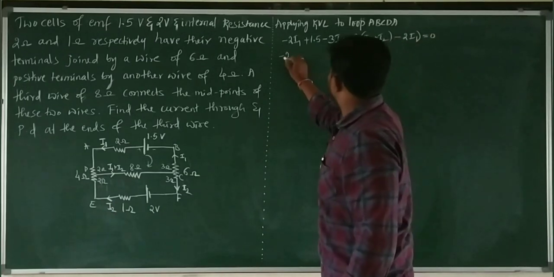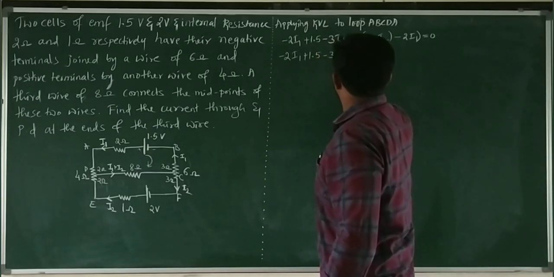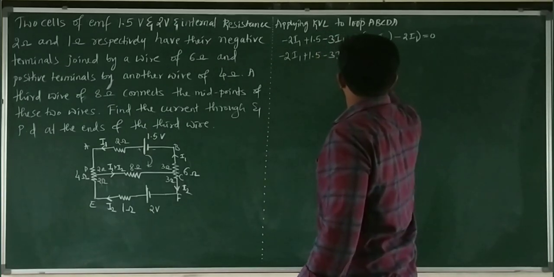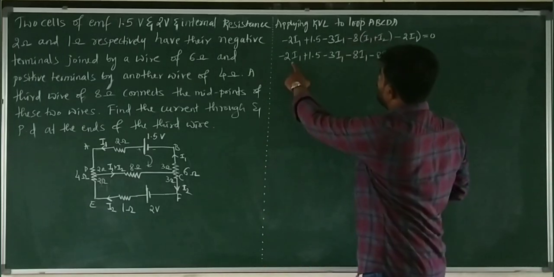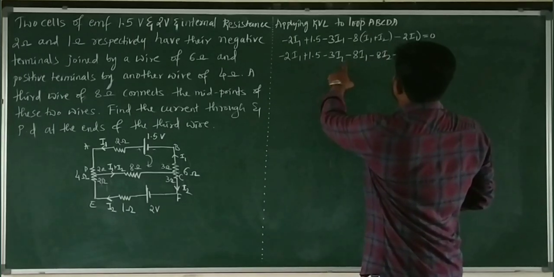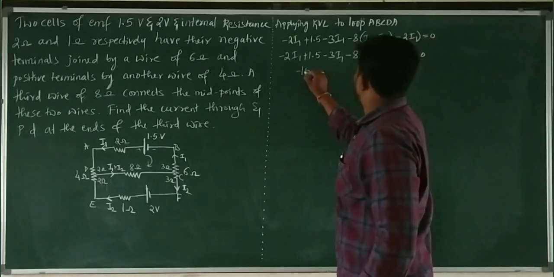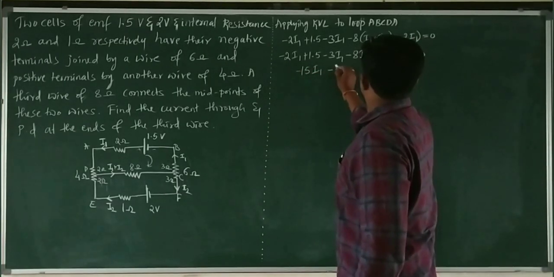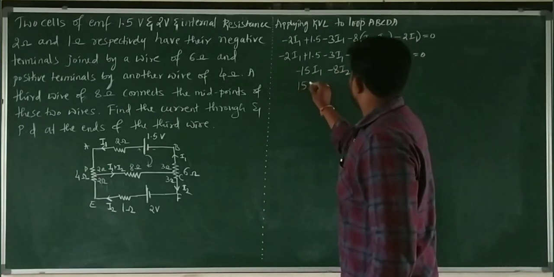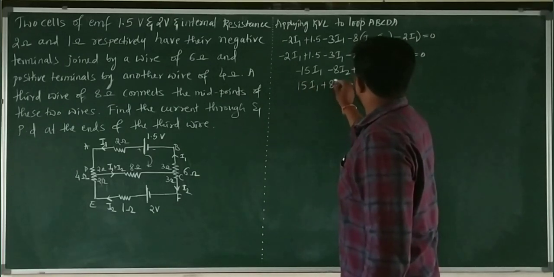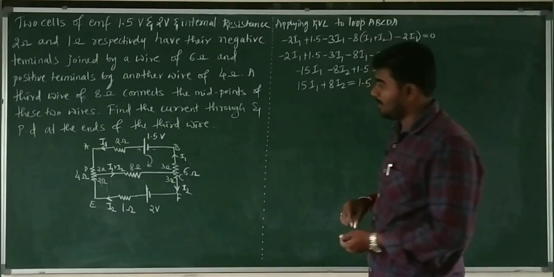is equal to 0. So minus 2 I1 plus 1.5 minus 3 I1 minus 8 I1 minus 8 I2 minus 2 I1 is equal to 0. 2 I1, 3 I1, 5 I1, 8 I1. It is 13 I1, 13, 14, 15. Minus 15 I1 minus 8 I2 plus 1.5 is equal to 0. Or 15 I1 plus 8 I2 is equal to 1.5. Let us call it equation 1.